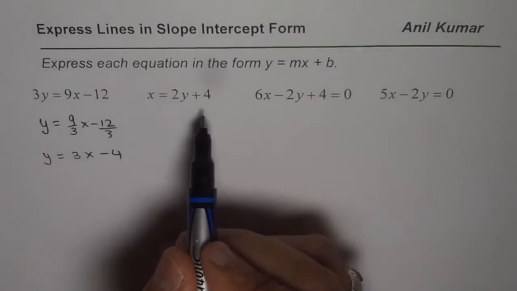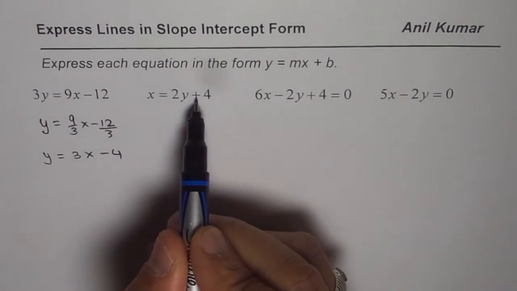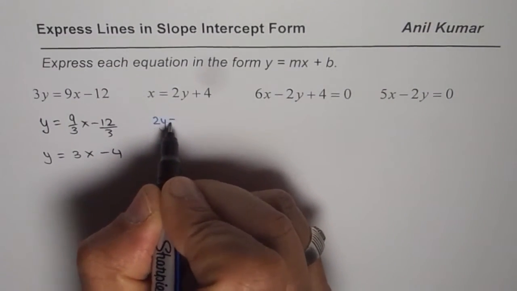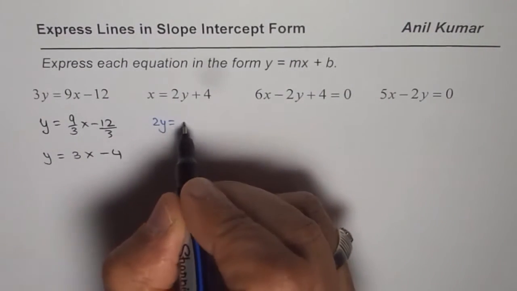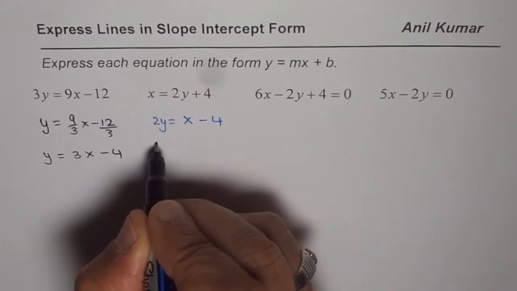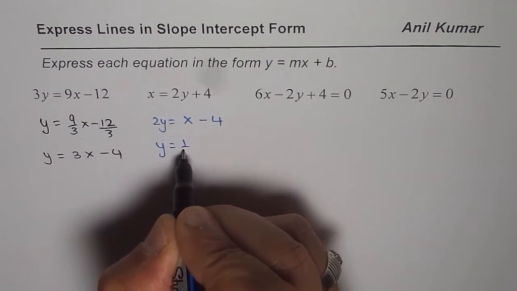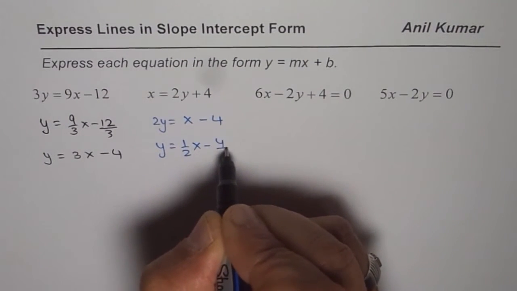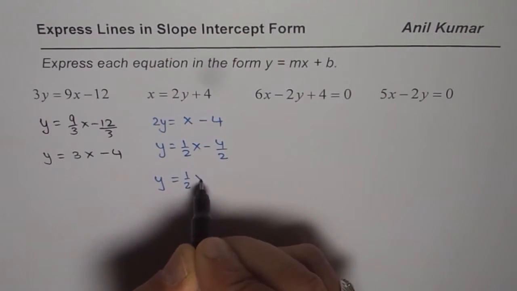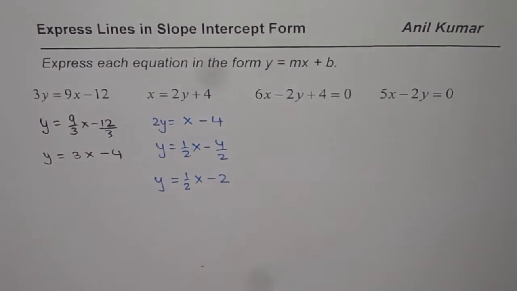For the next one, we have x equals 2y plus 4. We can write this as 2y equals, we'll bring 4 on this side, so we get x minus 4, correct? Now we can divide by 2, so we get y equals half of x minus 4 over 2. So which is y equals half of x minus 2, correct?